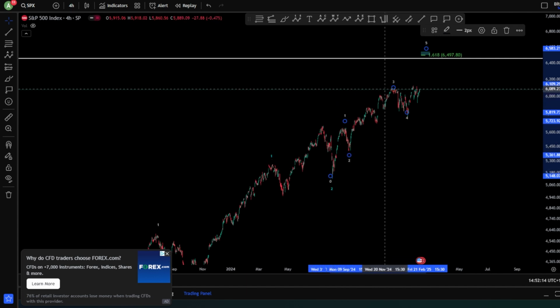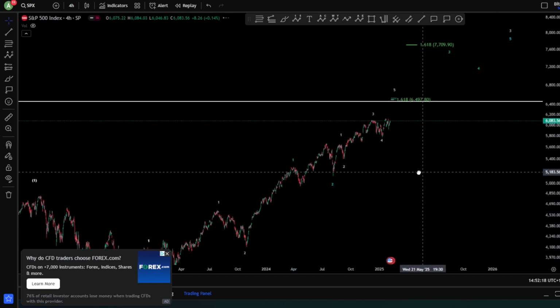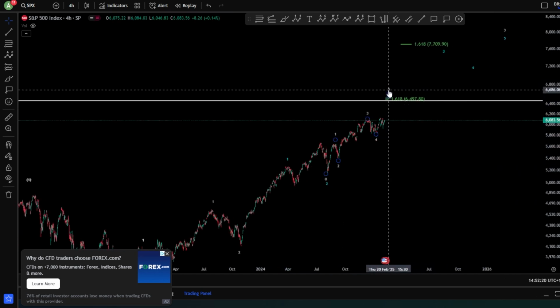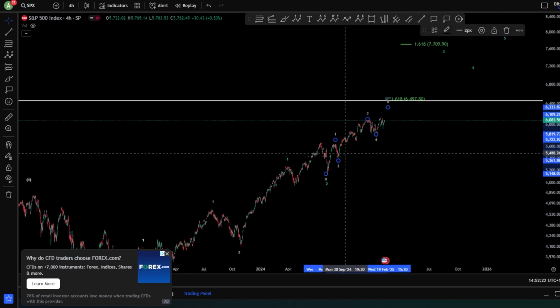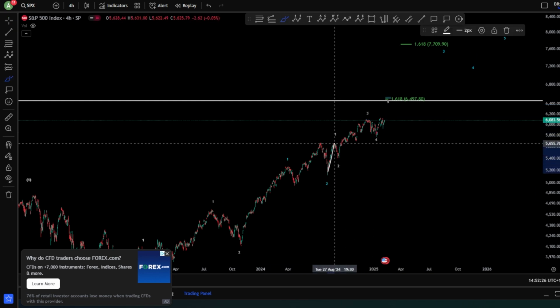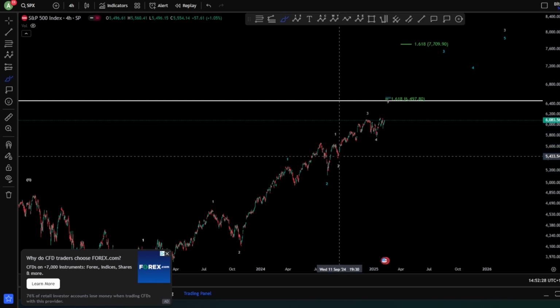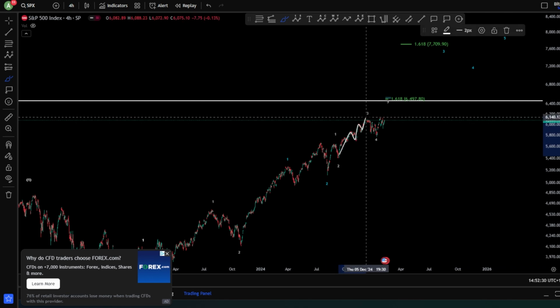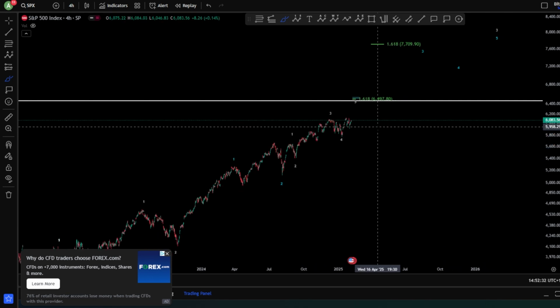1, 2, 3, 4, and a 5. Yeah, everything is fine. This is true. 1, 2, 3, 4, and a 5. Okay, because here you have 1, 2, and this is your wave 3. So it is 1, 2, 3, 4, and a 5. Your wave 3 is not the shortest. This is what I want to see.